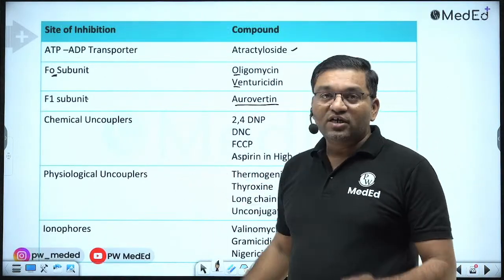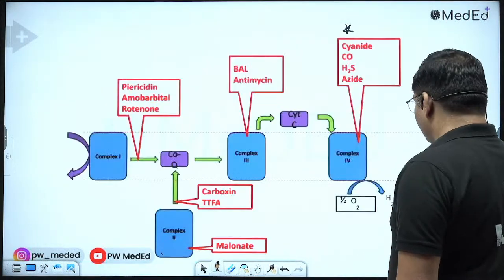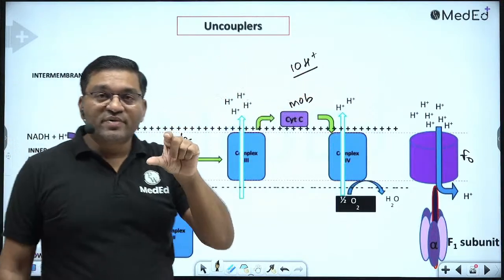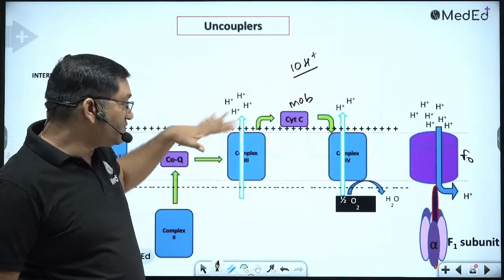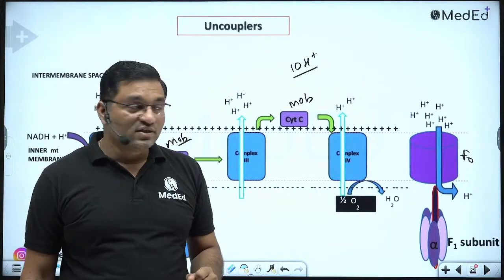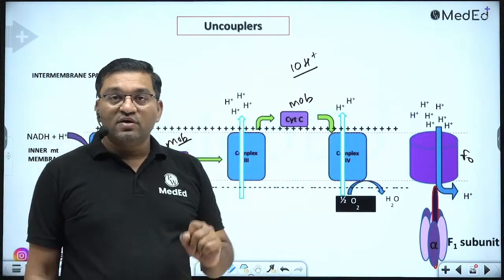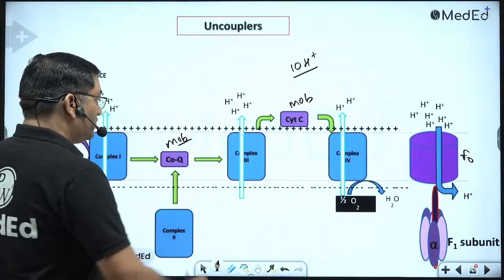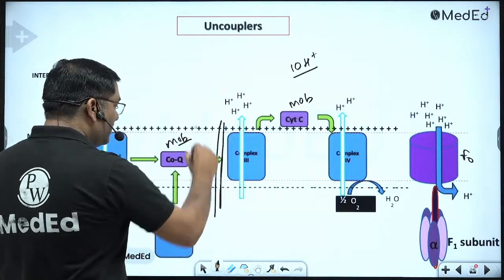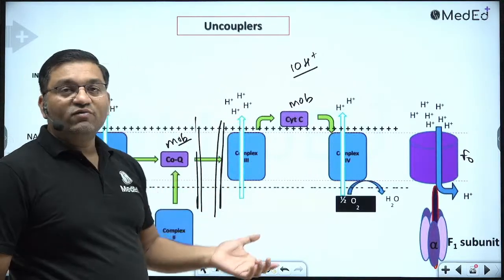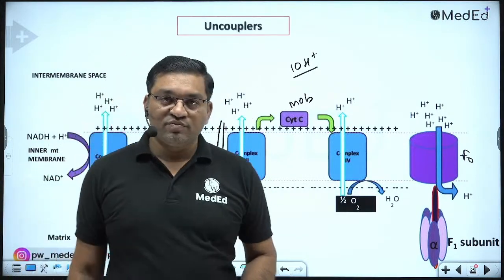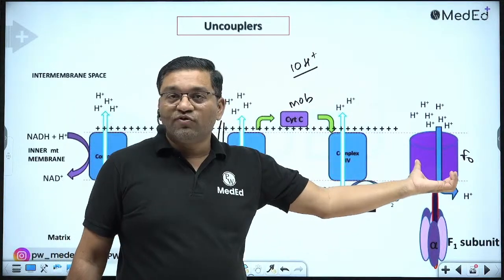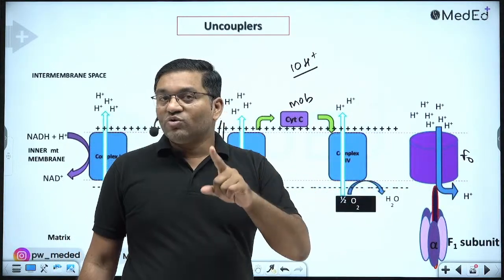Then what do uncouplers do? Look at this diagram. Protons are pumped out into the intermembrane space and that develops the gradient, meaning positive outside and negative inside, because this membrane is impermeable. What is the role of the uncoupler? The uncoupler increases the permeability of this membrane and disrupts the gradient. If permeability increases, the proton gradient will not develop, and the protons will move from anywhere. So that delinks the electron transport chain from oxidative phosphorylation. These molecules are known as uncouplers.